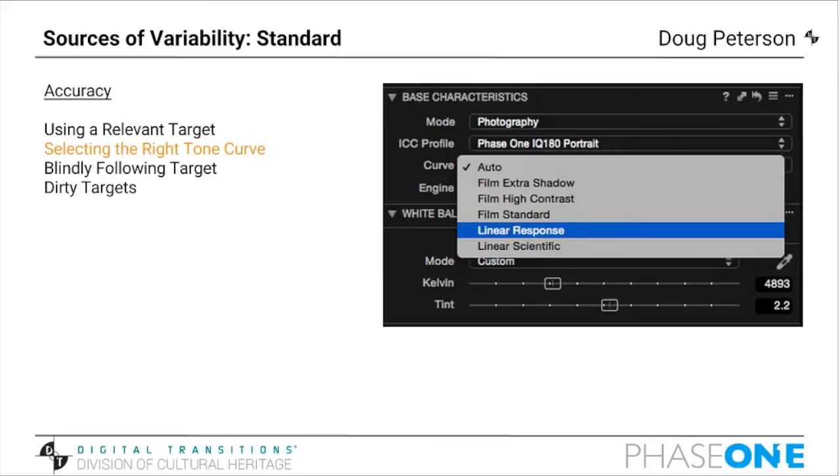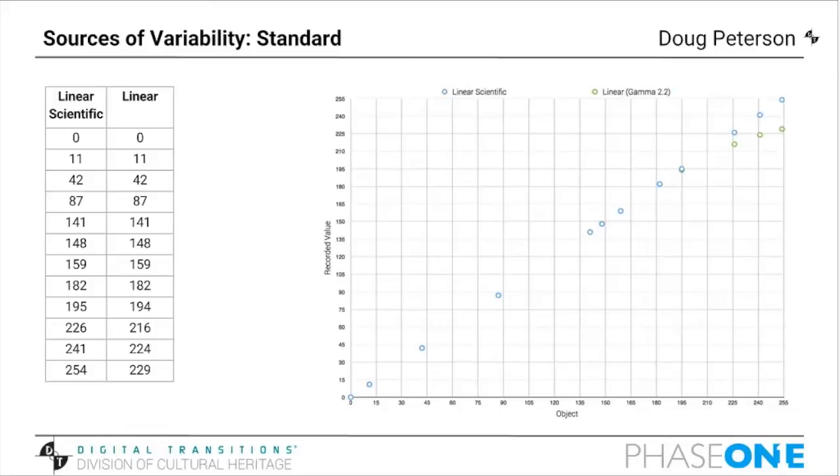So what about selecting the right tone curve? This is something we've got a lot of questions about this last year, and we thought this would be an excellent webinar to sneak in a little mini lesson on linear response versus linear scientific. What's the difference, and why would I want to use one or the other? Linear scientific is unambiguously the more accurate tone curve. And I mean that in a very technical sense. 0 to 0, 255 to 255, straight line in between them. No fall-offs, no change in contrast, no games, no recovery, nothing. Just 0 to 0, 255 to 255.